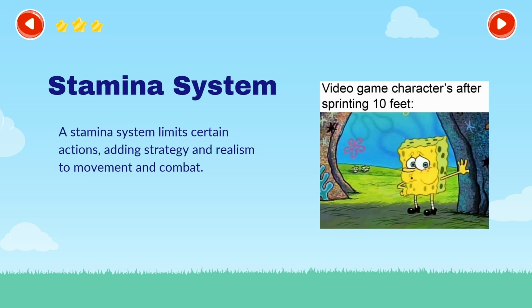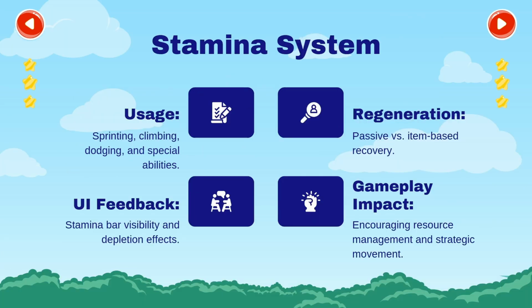So, how does stamina work? In most games, stamina is consumed when performing specific actions, and these can include sprinting, which allows players to move quickly across large environments but drains stamina over time. Climbing, where stamina determines how long a player can ascend walls, cliffs, or obstacles before falling. Dodging and evading enemy attacks, ensuring that stamina management is key in combat.